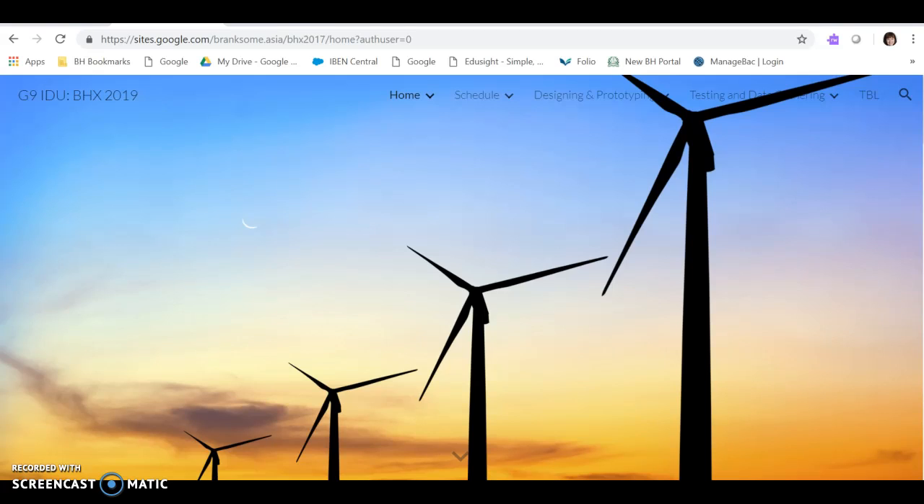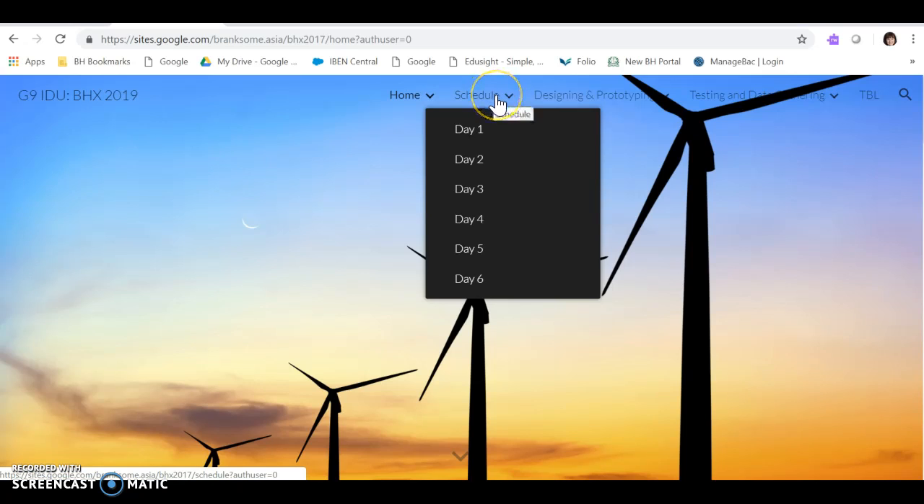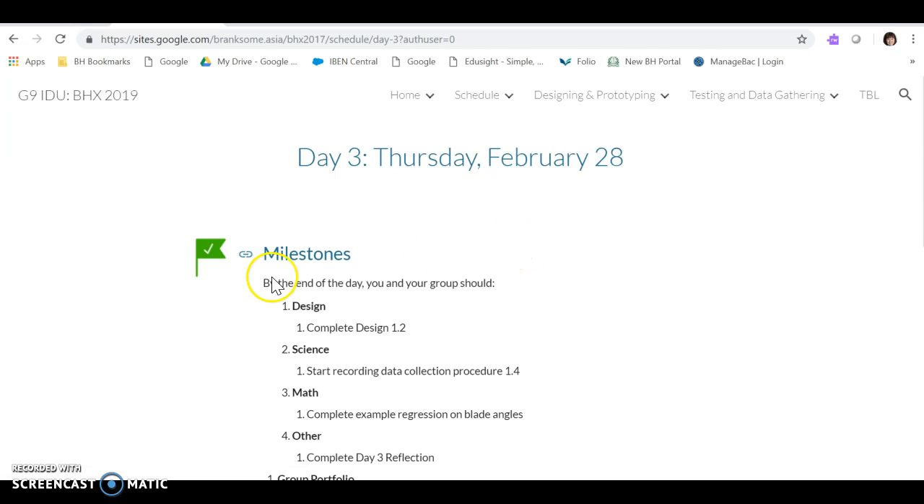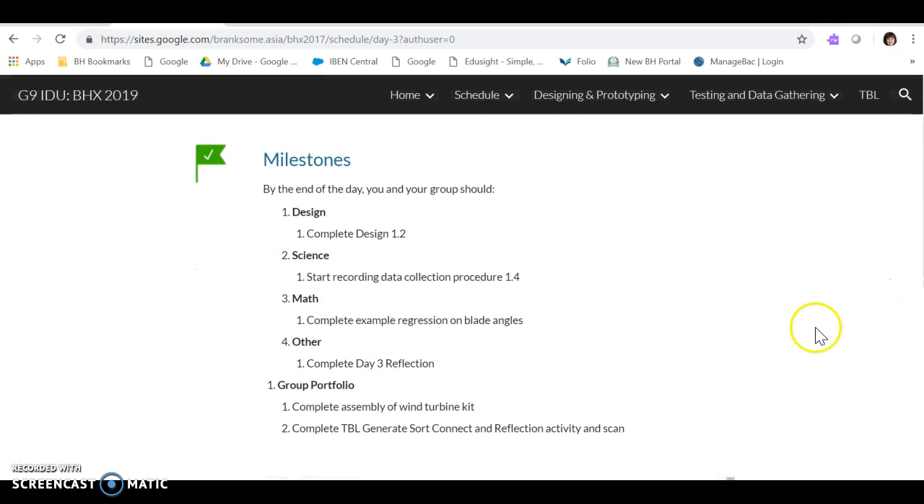So here we are on the project website homepage. If we look at the schedule, today's day 3. Each day there are milestones. So you can go back to day 1 and day 2 and see which milestones you have yet to complete. And you can see there are milestones for your individual portfolio and for your group portfolio.